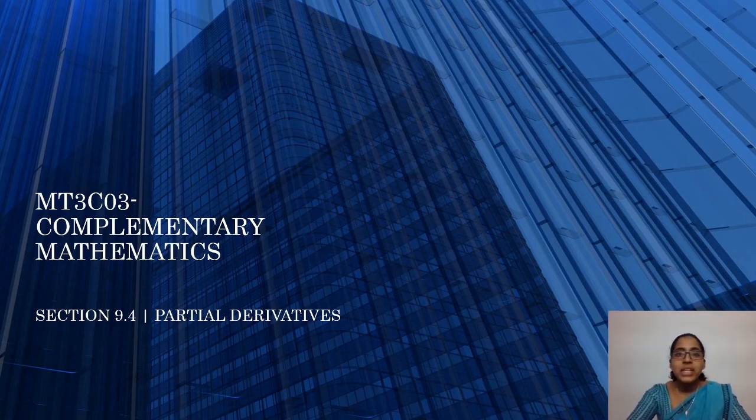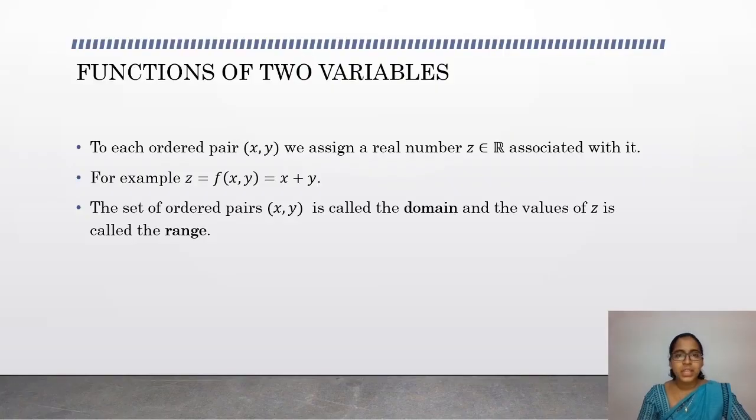Before studying what partial derivatives are, we must understand what is meant by functions of two variables. We had discussed normal functions of one variable, that is y equal to f of x. In y equal to f of x, y is the particular function and it depends upon the variable x. Now in functions of two variables, to each ordered pair we assign a real number z belonging to R. So corresponding to every ordered pair x and y, we can find a real number.